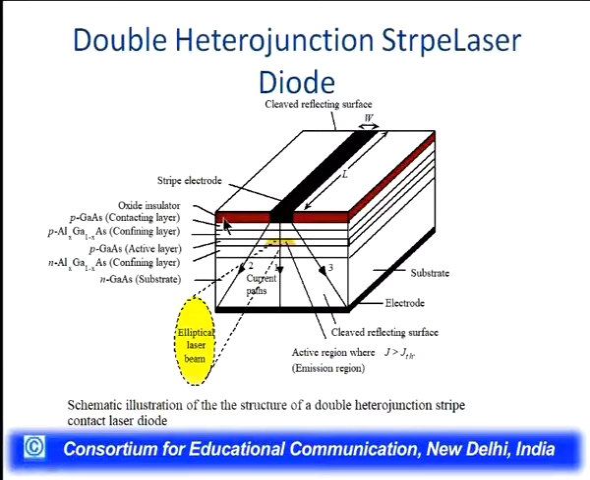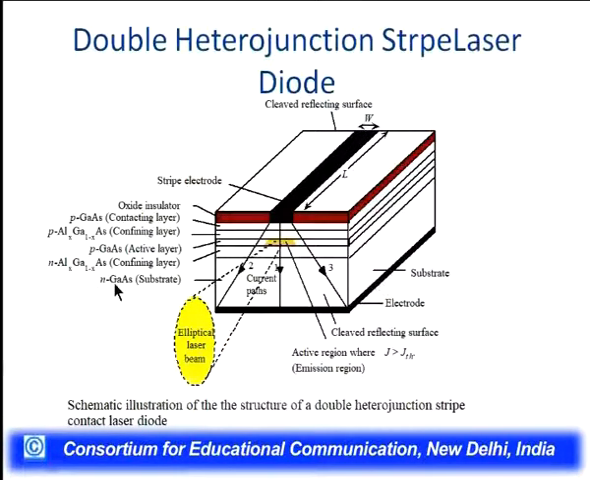The first layer is the oxide insulator. Here we have the strip electrode whose width is W and length is L. After that, a layer of oxide insulator and then a P type gallium arsenide contacting layer is attached here. Then P type aluminum gallium arsenide, which is the confining layer, and after this layer the P type gallium arsenide active layer is doped in this system. Then N type aluminum gallium arsenide; this active layer is in between the P and N type aluminum gallium arsenide, which are the confining layers.